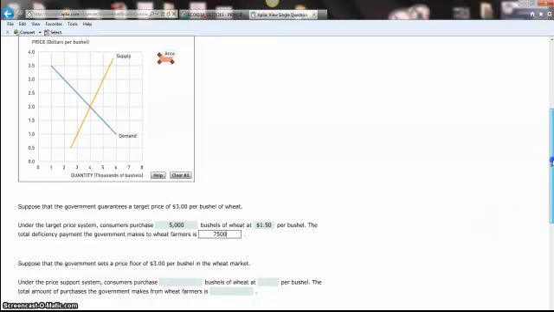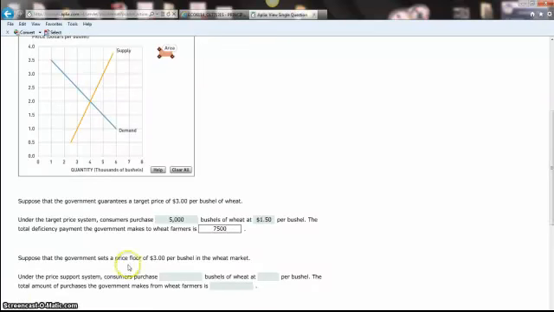Now they ask too, under the price support system, if you actually put in a price floor of $3, then what's going to happen in this market? Well, just like before, if we put the line across at $3, so there's your price floor, then the quantity demanded is going to be 2,000. So consumers are going to purchase 2,000 bushels of wheat at the price of $3 per bushel.